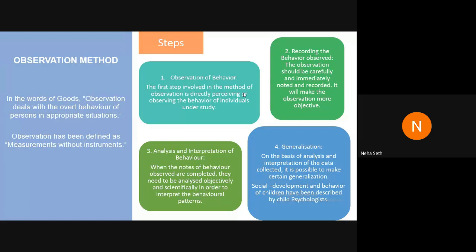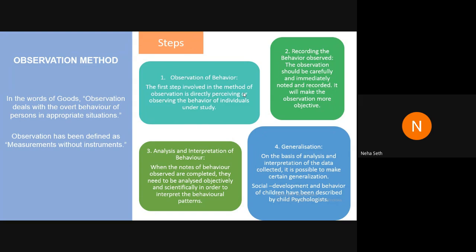The next is the observation method. In the words of Good, observation deals with the overt behavior of a person in an appropriate situation. So we are just looking into the behavior of our students in one particular situation. Suddenly you get into the class and announce that you are going to take a test today. Observe how your students react to that. Or suddenly you enter the class and announce that you are not going to teach today, that we are going to play a classroom game. Observe how your students react to that.